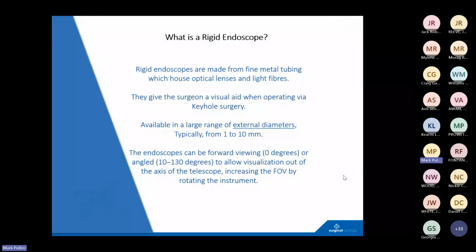So what is a rigid endoscope? In very basic terms, a rigid endoscope is made up of fine metal tubing, which houses optical lenses and light fibres. They give the surgeon a visual aid when operating via keyhole surgery. These are available in different sizes and a large range of external diameters, typically anywhere from 1 to 10 millimeters. Endoscopes can be forward viewing, which we call 0 degrees, or angled anything from 10 to 130 degrees to allow visualization out of the axis of the telescope, increasing the FOV, which is field of view, by rotating the instrument. I mentioned field of view there, which we're going to look at a little bit further down the line.